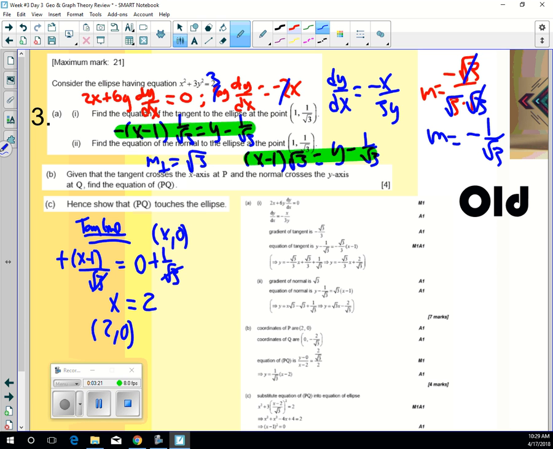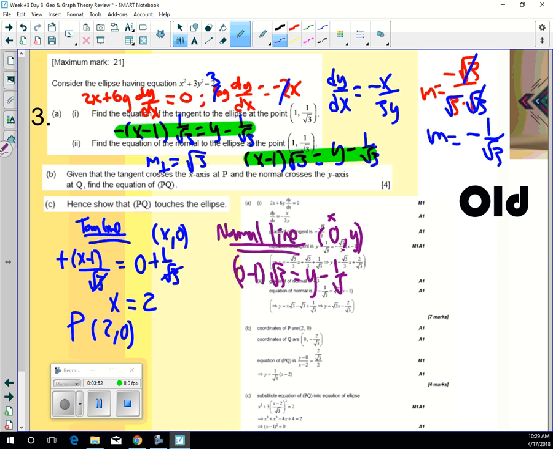And then it says the normal crosses the y-axis at Q. P is 2, 0, and then we're going to find the normal line, and that's going to be 0, y because it's crossing the y-axis. So we're going to take the normal line, and we're going to let x equal to 0. So we'll have 0 minus 1 times the square root of 3 equals y minus 1 over the square root of 3. So this is going to be negative square root of 3 plus 1 over the square root of 3 is equal to y.